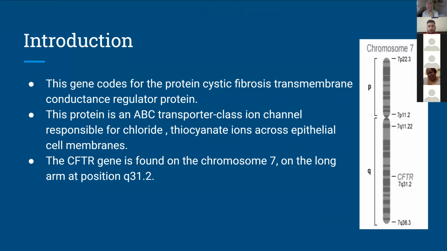this gene codes for the protein cystic fibrosis transmembrane conductance regulator protein. It's an ABC transporter class ion channel responsible for transporting chloride and thiocyanate ions across the epithelial cell membranes. And the gene itself was identified in 1989 by geneticist Lap-Chee Tsui and his research team.